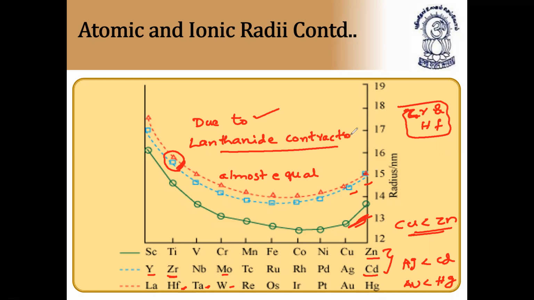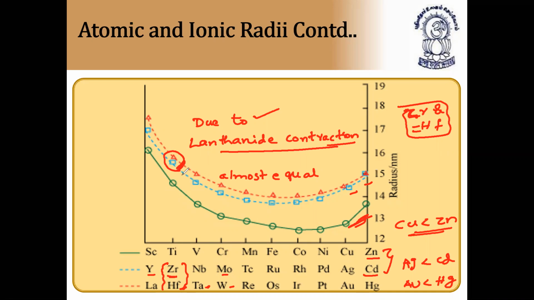Lanthanide contraction. Due to lanthanide contraction, these two are similar. What are these two? Zirconium and hafnium are almost similar, we can actually say equal. The remaining are very close to each other, just approaching 14.2, 14.6 like that. A slight difference, but these two are extremely equal.